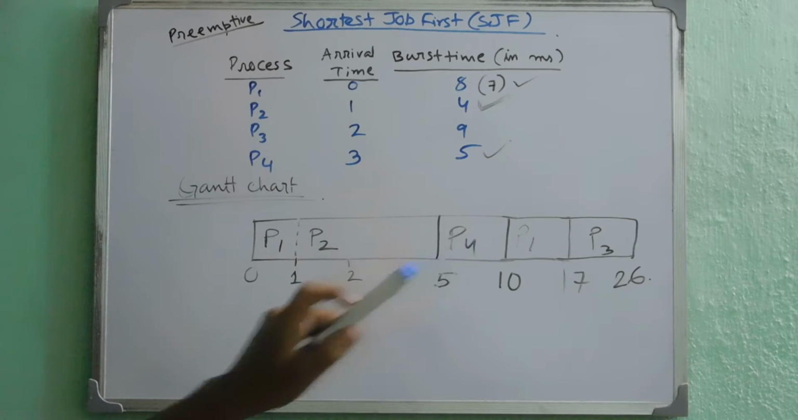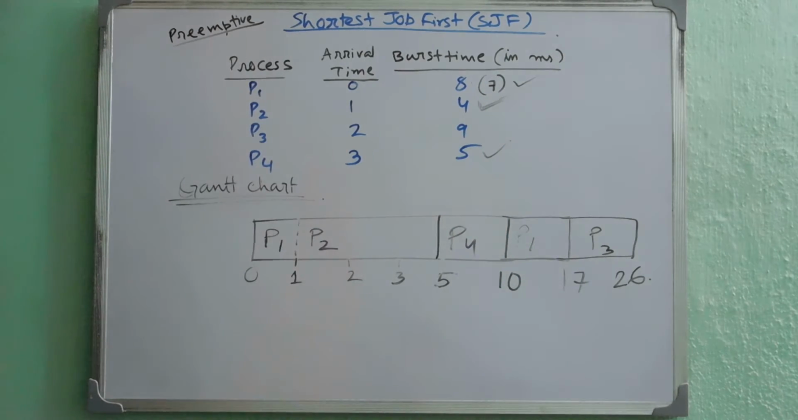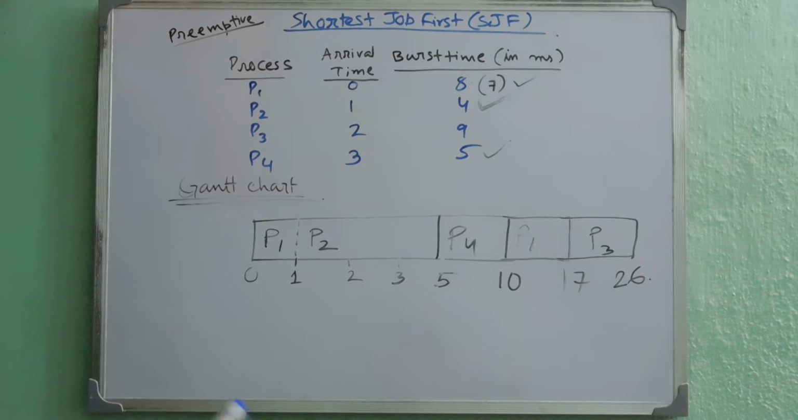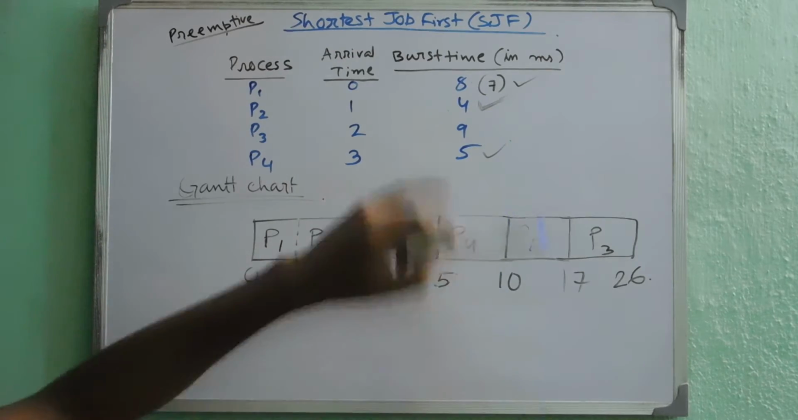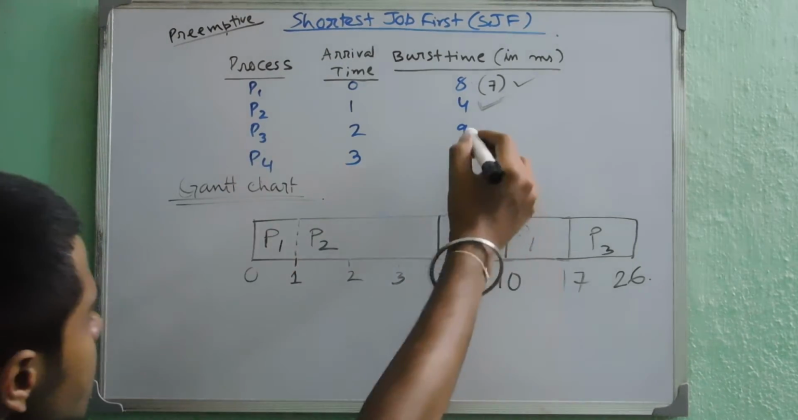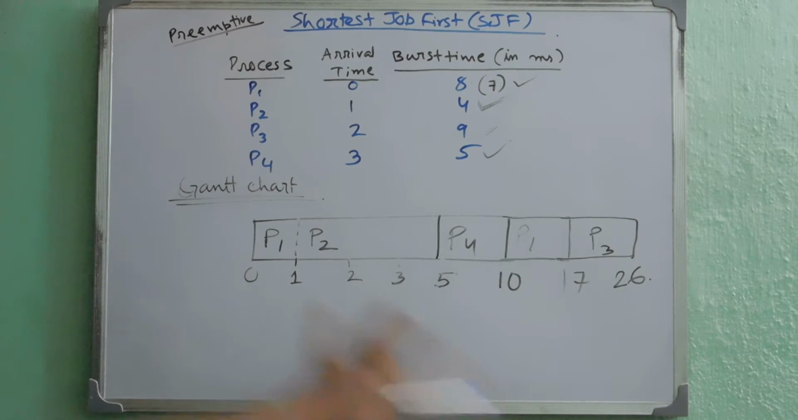and at 10 we are allowing P1 to complete its leftover execution because 7 is less than 9. Only P1 and P3 are left, so we are allowing P1 to complete its execution because 7 is less than 9. And finally the last process which is left is P3, and we are allowing P3 to complete its execution. So all the processes have completed their execution.